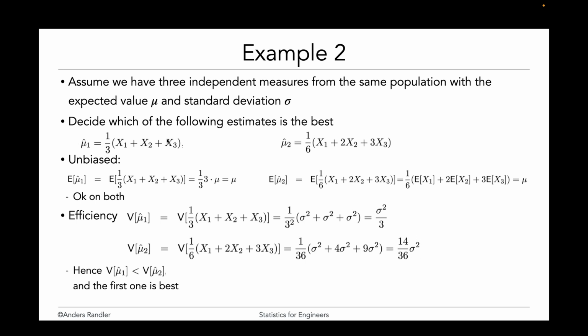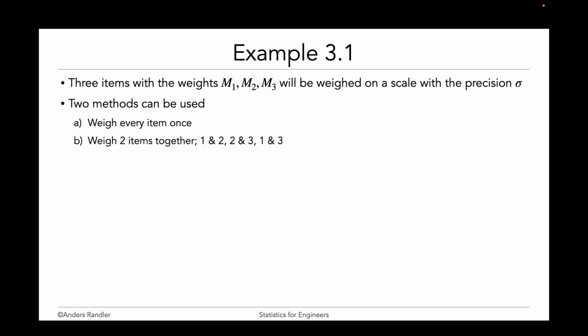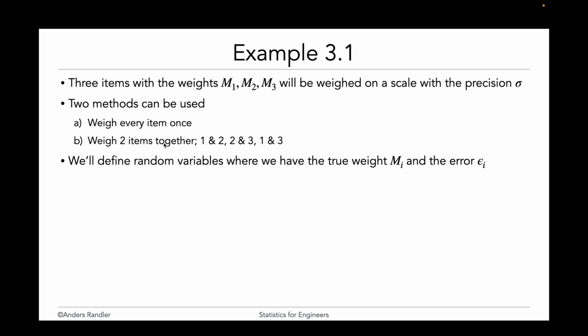Not to be surprised. Let's dig into a slightly odd example, but this is both fun and interesting. So we have 3 items with weights M1, M2, M3, and they will be weighed on a scale with a precision of sigma. 2 methods can be used. Either you weigh every item once, or you weigh 2 items together, 1 and 2, 2 and 3, 1 and 3. I mean, it's an interesting strategy, isn't it?